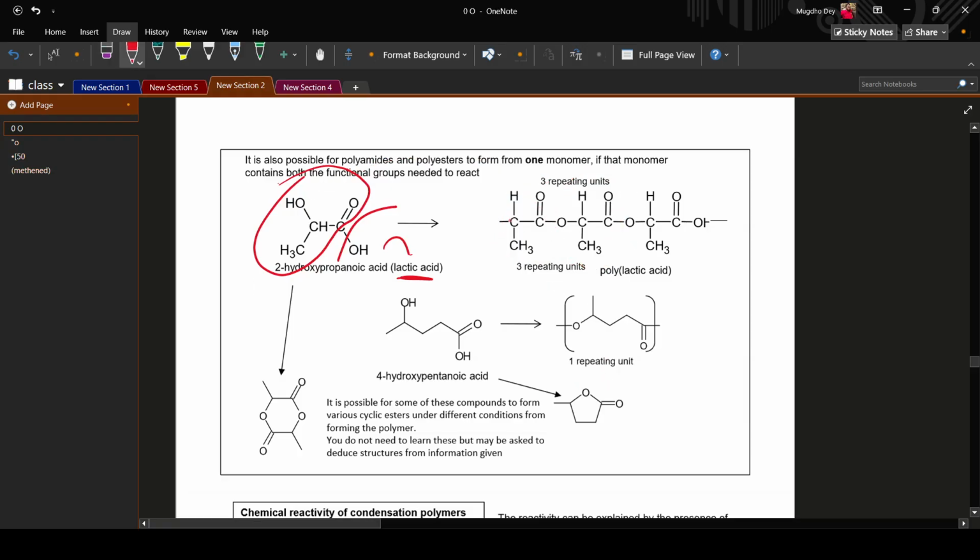And by the way, there are three repeating units. You can clearly see this is one repeating unit. You have another repeating unit down here. Also you have another repeating unit down here, right? Three repeating units, that's why.